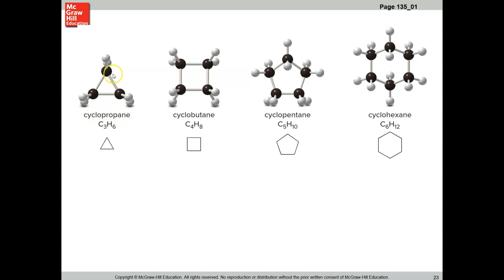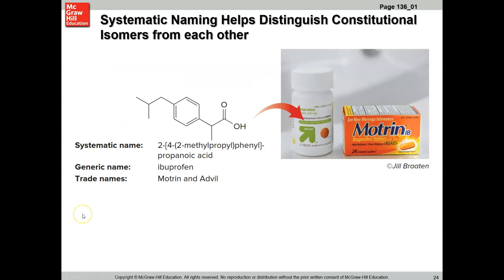The cyclopropane is telling us we're in a ring. So cyclopropane, cyclobutane, cyclopentane, cyclohexane. These all have the common feature that the carbon atoms are aligned in a ring structure between them. So we're going to talk about this systematic naming for our organic compounds.